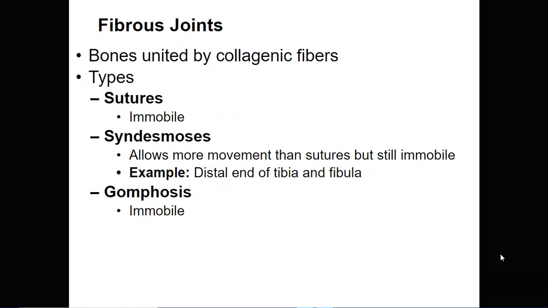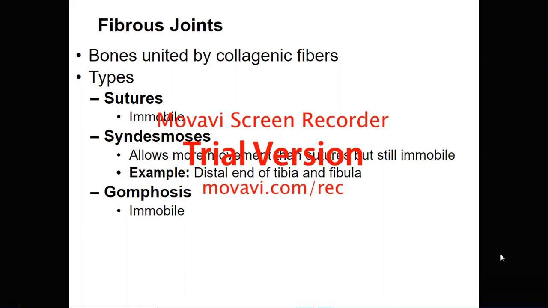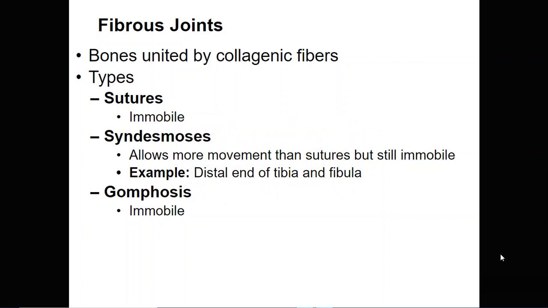And then the last type of fibrous joint is gomphosis. And essentially this is only found in your teeth. And we're going to talk about this when we get to the picture. But again, this is only found in your teeth. And it's going to be short collagen fibers, and it's going to be immobile.